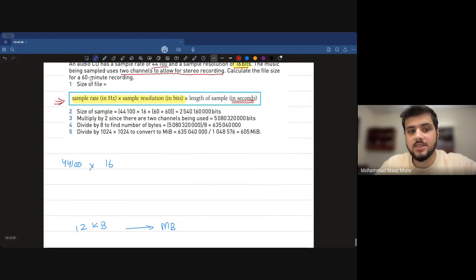Now, why is it important? Because it's said that 60 minutes. So 60 minutes में कितने seconds होते हैं? 60 multiplied by 60, right? So 3600 seconds. So we could just do 60 into 60.